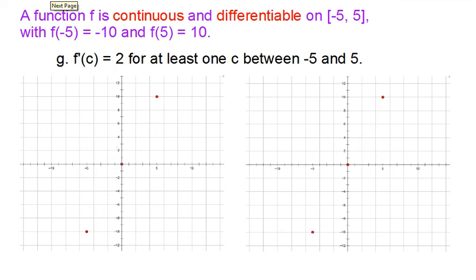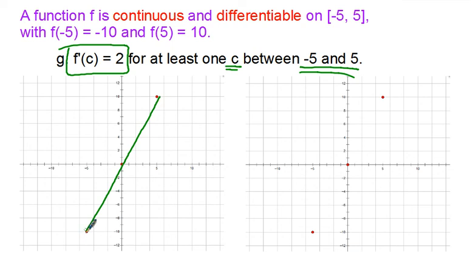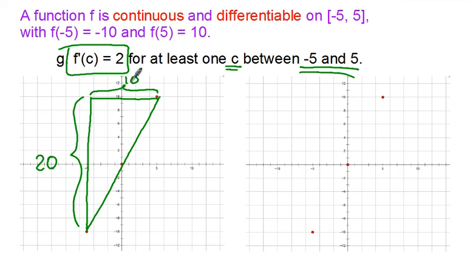G. The slope is equal to 2 for at least one input between these 2 given inputs. Now there's an interesting statement. Where is 2 coming from? Let's see if we can do math and figure out what's going on. Between negative 10 and 10, we have a difference of 20. And from negative 5 to 5, we have a difference of 10. In other words, the rate of change, 20 divided by 10, is 2.